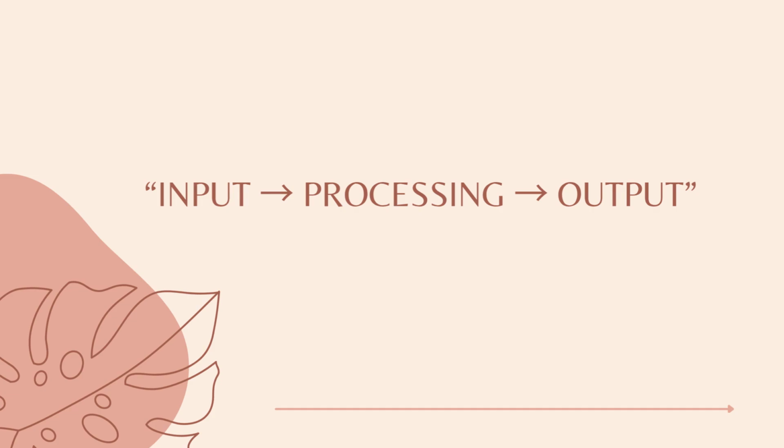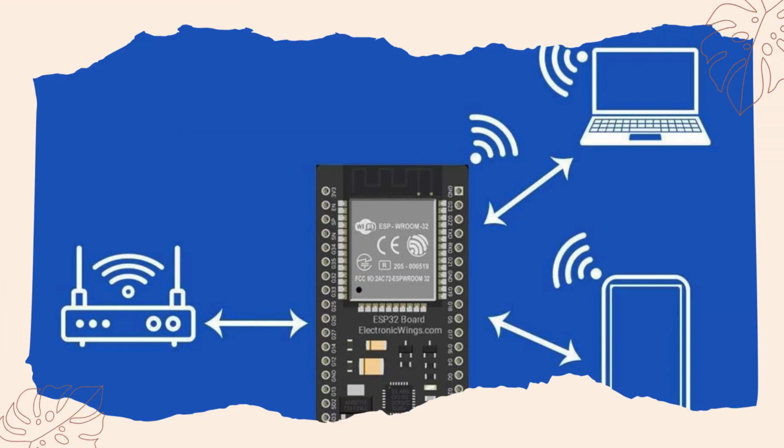Now here's the important part. ESP32 is the brain in this system. ESP32 is a microcontroller, which means it's a small computer designed to control systems. It can take input, process it, and control output. And the best part, it can communicate using Wi-Fi and Bluetooth. So it doesn't just think; it also talks.